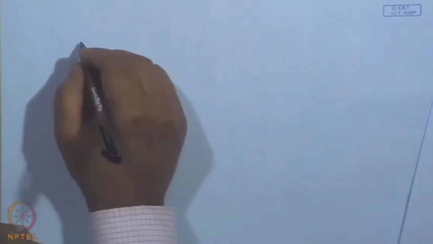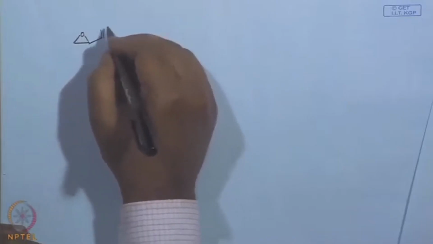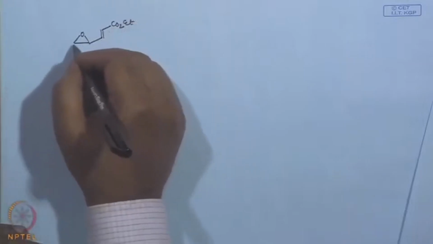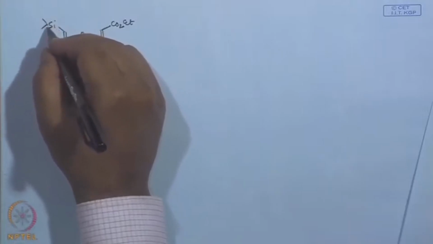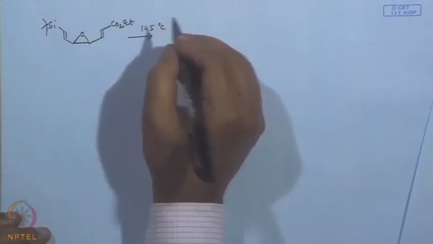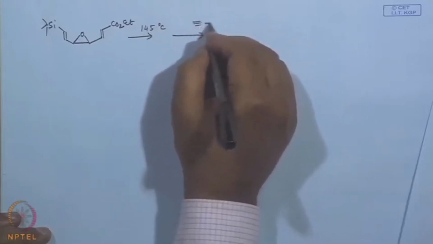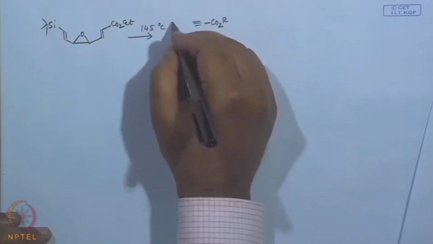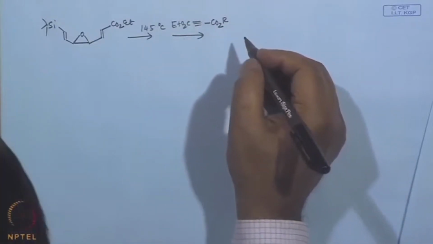Like one of the cases could be a heavily substituted epoxide, an internal double bond, with a substituent like an acrylate part. Then you have this vinyl silane, and it requires a little high temperature, 145 degrees centigrade, and you mix it with acetylene dicarboxylate.